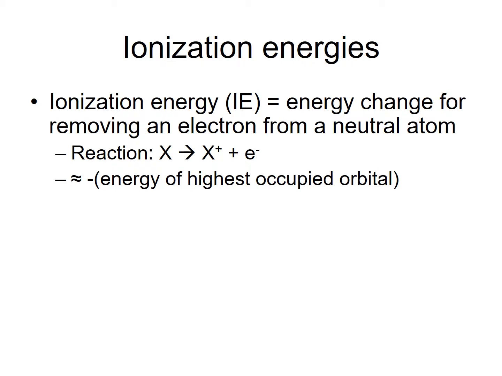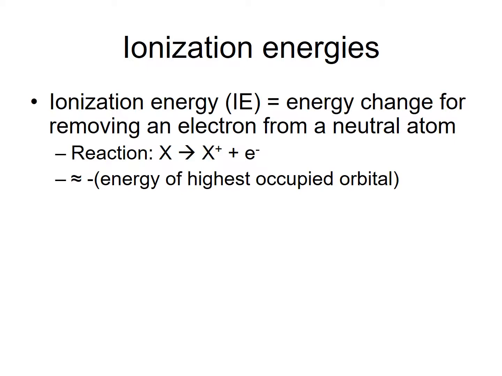The other property is ionization energies. What is ionization energy? Ionization energy is the energy change for removing an electron from a neutral atom. So I can think of any atom in the periodic table, I put it into the gas phase, and I remove an electron, maybe with a photon or something like that. How much energy does it take to remove that electron? And that energy is roughly equal to the negative of the energy of the highest occupied orbital.